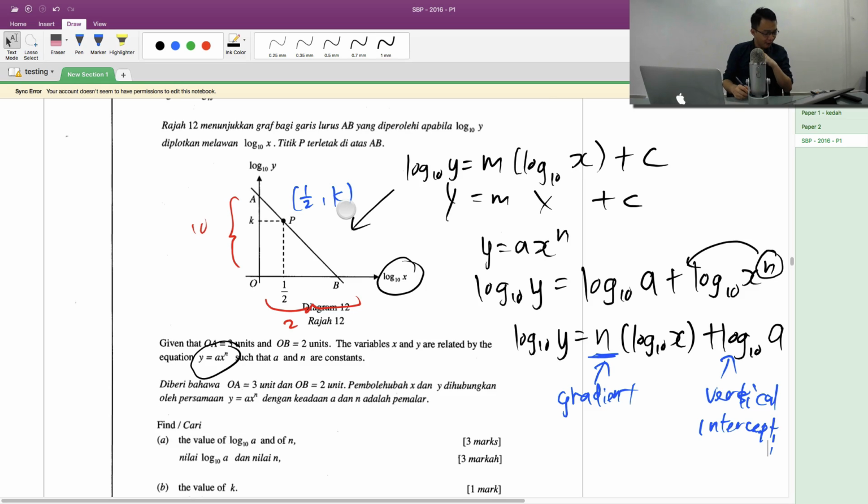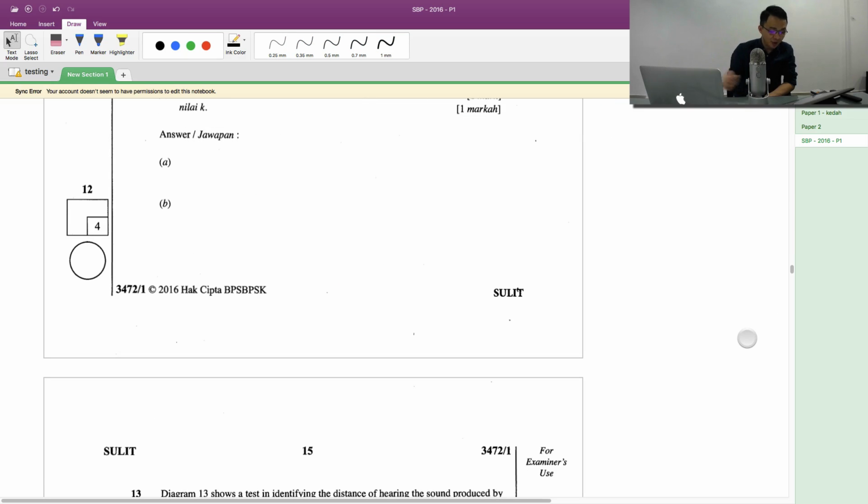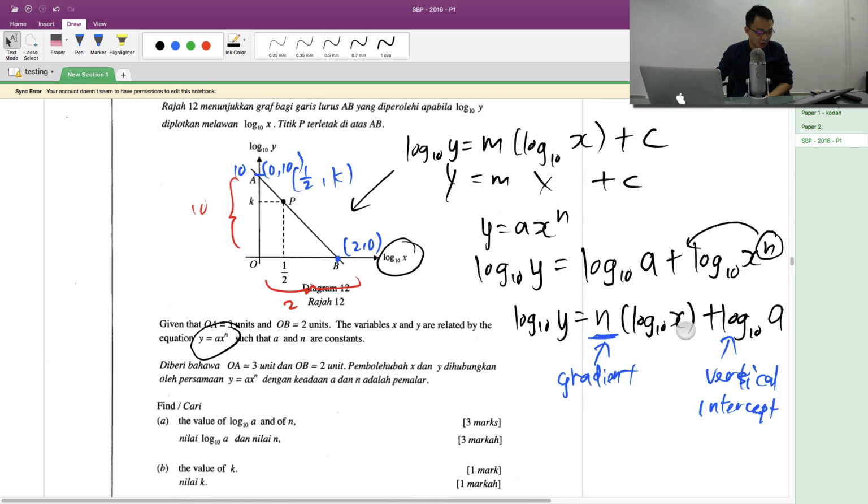What can we do? Let me see. Oh, okay. He actually gives you the unit thing. Actually, it is telling you the coordinate. This one basically is 2, 0. Because OA is 10 units, right? So this one is 0, 10. Alright, so then it will be easy. So that means the straight line actually cuts at 10 here. That means your c should be 10.